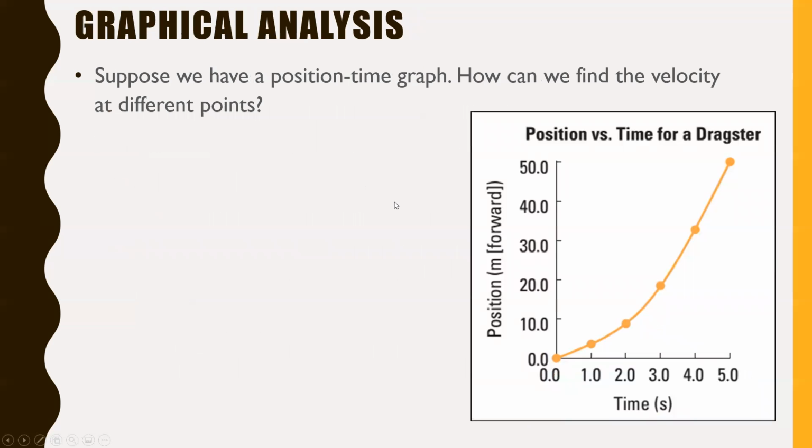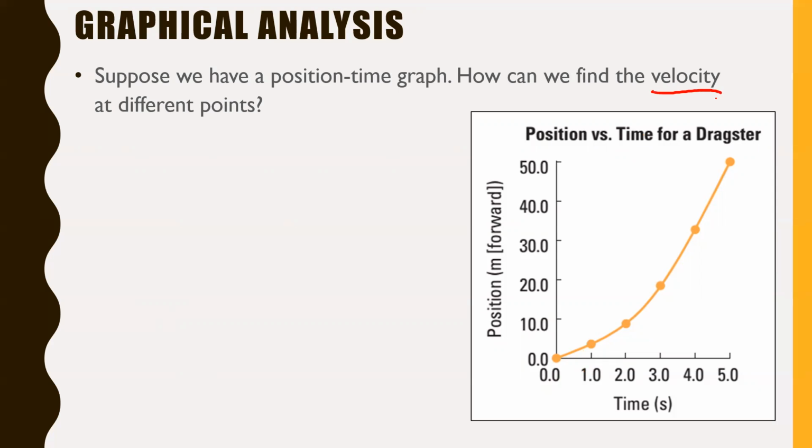First of all, I want to go over graphical analysis because this is one of those weird things that we did talk about early in the course, but then it doesn't really come back too much, except for now, of course. So let's suppose we have a position time graph. In other words, we have on the y-axis position, saying how far something went, and on the x-axis, we have our time. How can we find the velocity at different points?